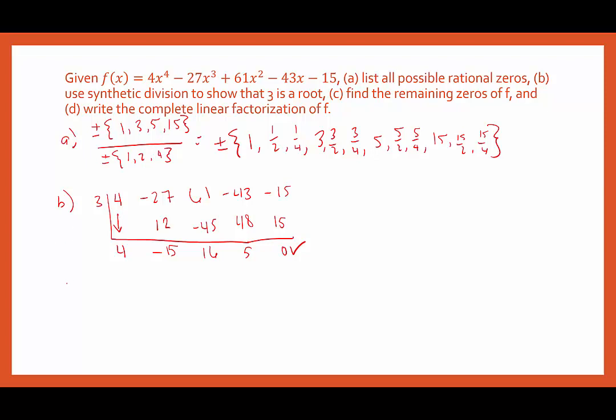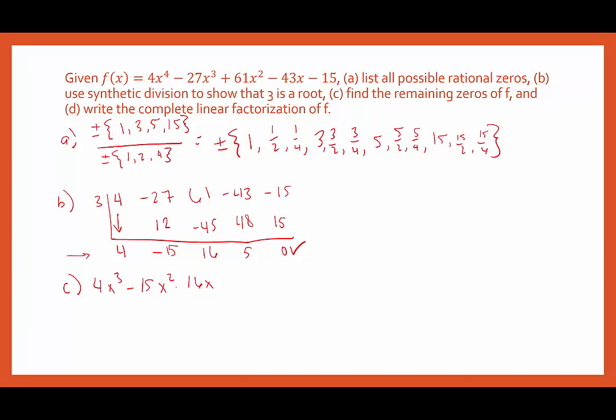Okay, so next we're going to find the remaining zeros. So we're going to take what's left here, 4x cubed minus 15x squared plus 16x plus 5 equals 0. And unfortunately, this is a degree 3 polynomial, and we can't use factoring by grouping. If I group the first grouping and second grouping, they won't have a common factor. So what we have to do is go back and check with a bunch of synthetic division to see if we can find another rational root.